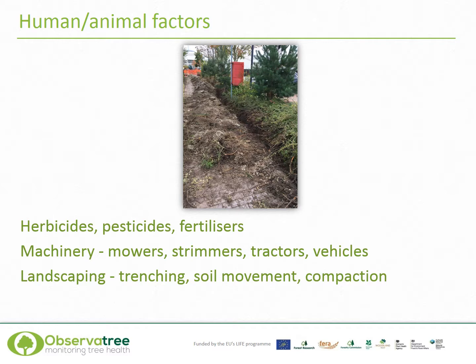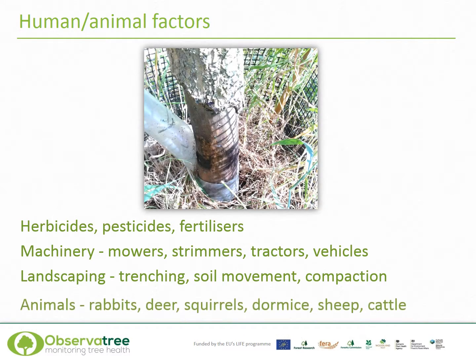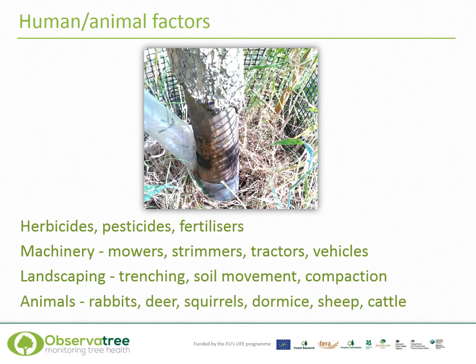We are, of course, not the only ones to damage trees. Animals may also damage them. Rabbits, deer, squirrels, dormice, sheep and cattle are all known to cause damage, either by killing saplings or by eating or damaging the bark or by creating wounds that help pests and diseases or decay fungi gain access. This image shows damage from a rabbit. The tree guard is attempting to stop further feeding damage being done as the young trees establish.